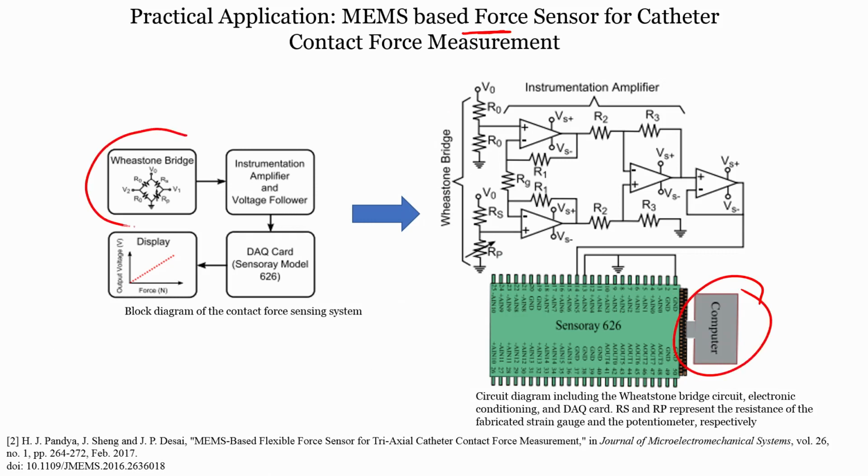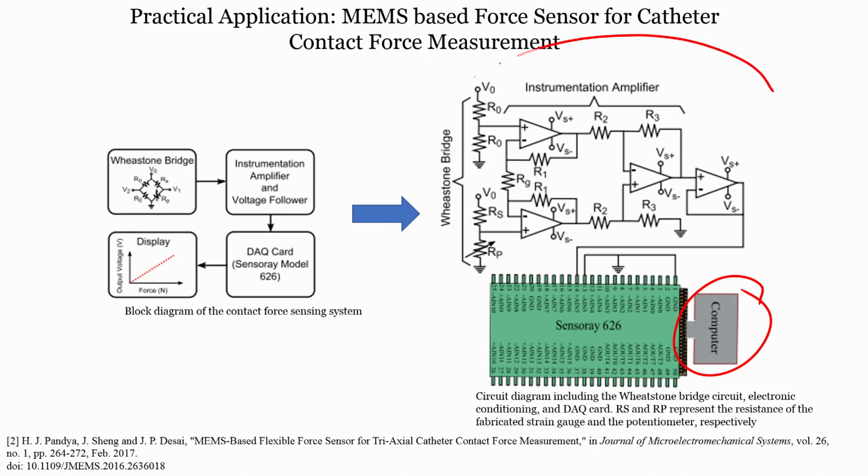So, first, in this particular block diagram for contact force measurement, the first block is the Wheatstone bridge. Then the output is connected to the instrument amplifier and voltage follower, which is further connected to the data acquisition system. Here we are using SenseRay model 626, but you can use other controllers as well, and finally you are displaying the output in terms of force versus voltage. You can also show what is the value of the force that you are applying on the sensor. So, we see the block diagram of the contact force sensing system and the circuit diagram.